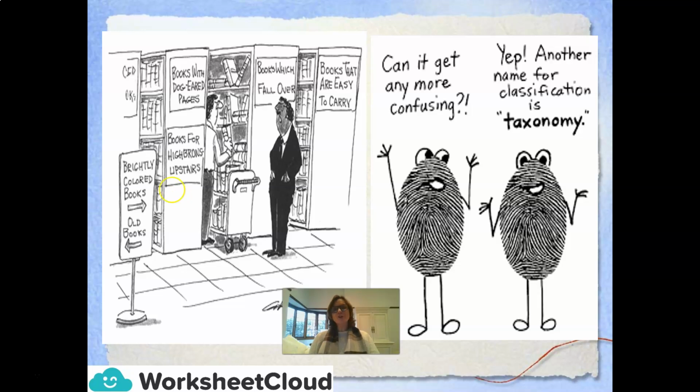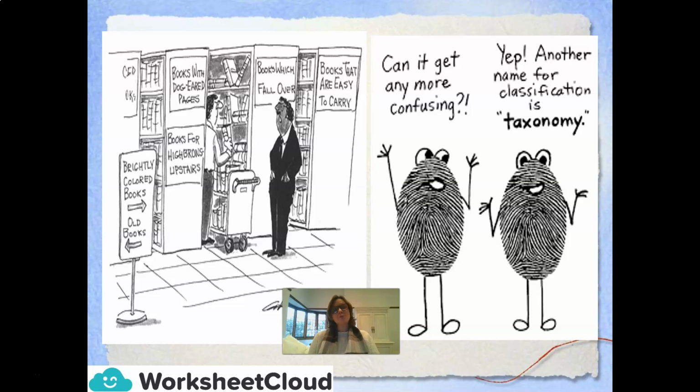And just to end off for you, here's a library. And imagine this is how they classified a library. Books with dog-eared pages, books for high brows upstairs, brightly colored books this way, old books this way, books which fall over here, books that are easy to carry. Would you ever find your favorite books? Absolutely not. Would you find your authors? No.